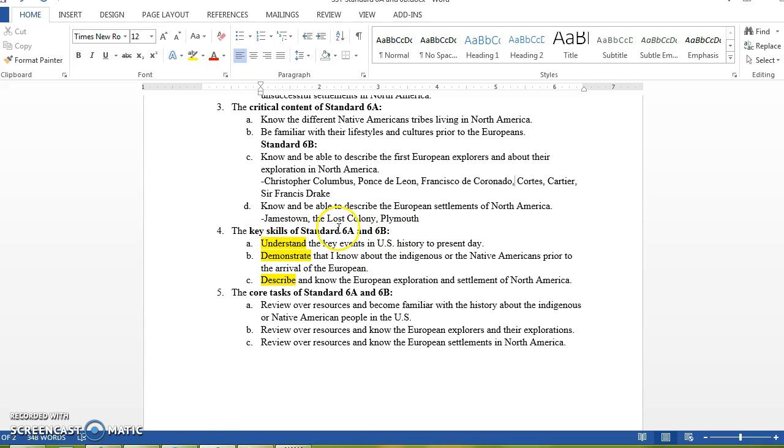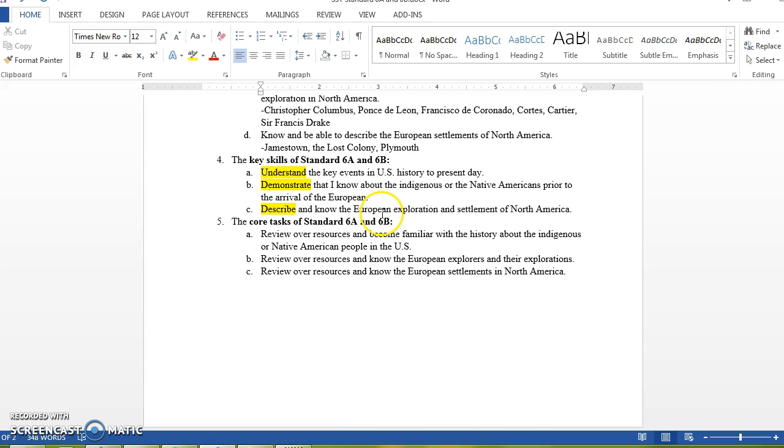Next, I broke down the key skills of Standards 6A and 6B. I need to understand the key events in United States history to present day, so that's Standard 6. For Standard 6A, I need to demonstrate that I know about the indigenous people or the Native Americans prior to the arrival of the Europeans, so their lifestyles and cultures, as I said before. I also need to describe and know the European explorations and settlement of North America. The key verbs I highlighted in yellow, I need to understand, demonstrate, and describe.